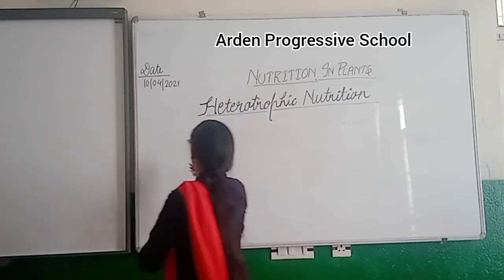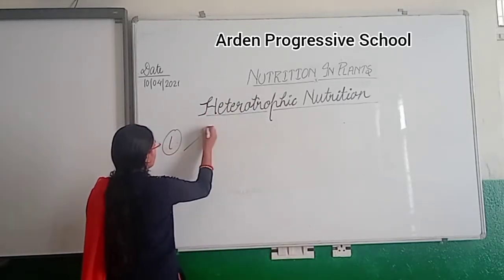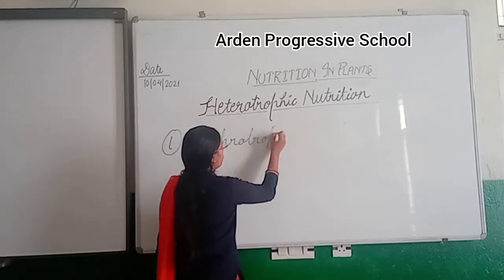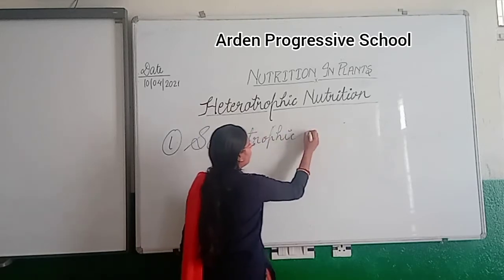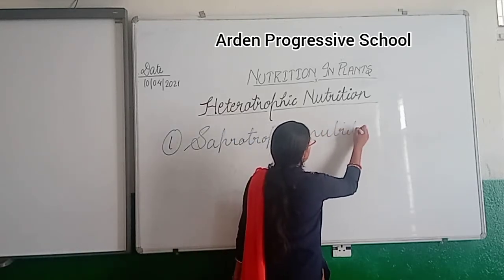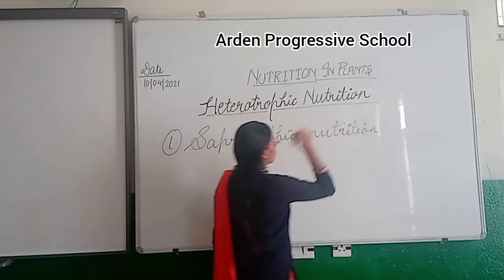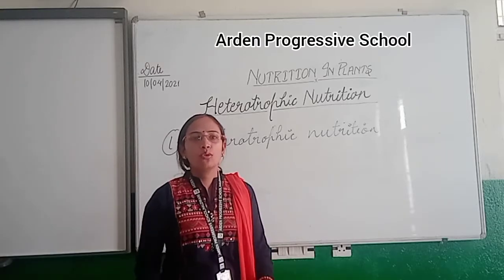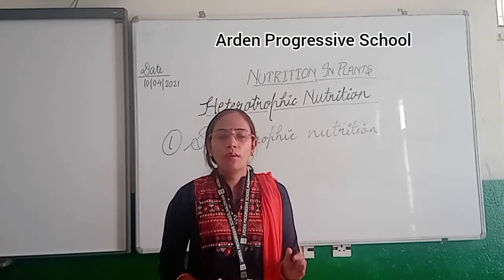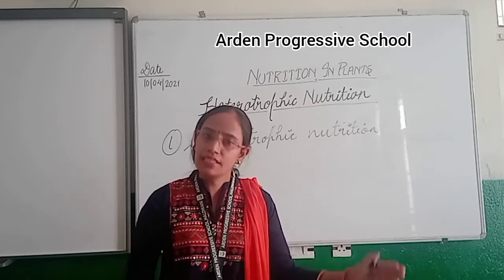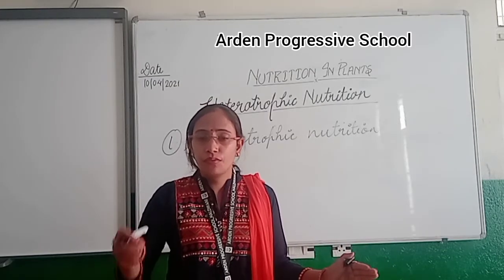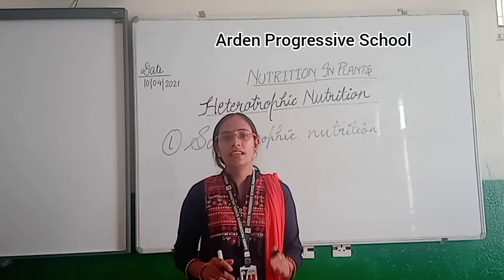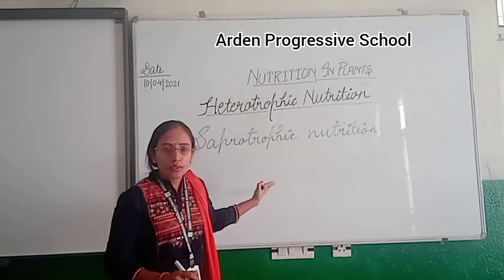The first one is saprotrophic nutrition. Saprotrophic nutrition means those organisms who take nutrition from dead decaying organic matter, those organisms which feed upon dead decaying organic matter. For example, fungi and bacteria are examples of saprotrophs.